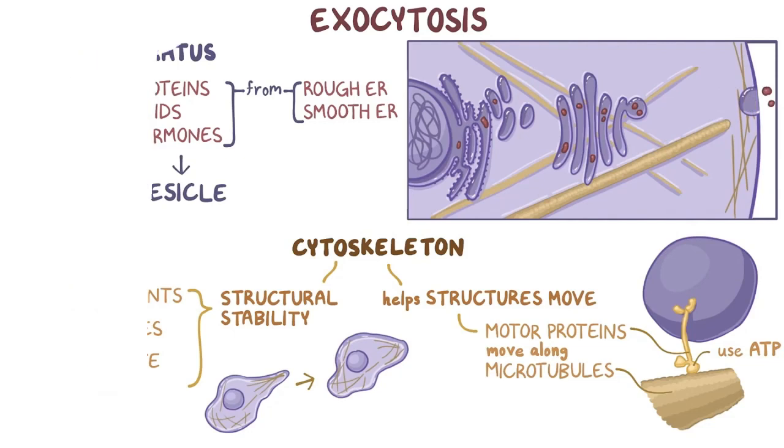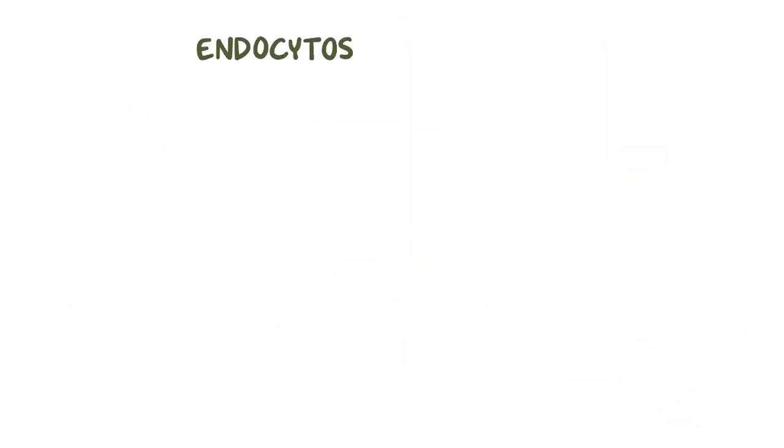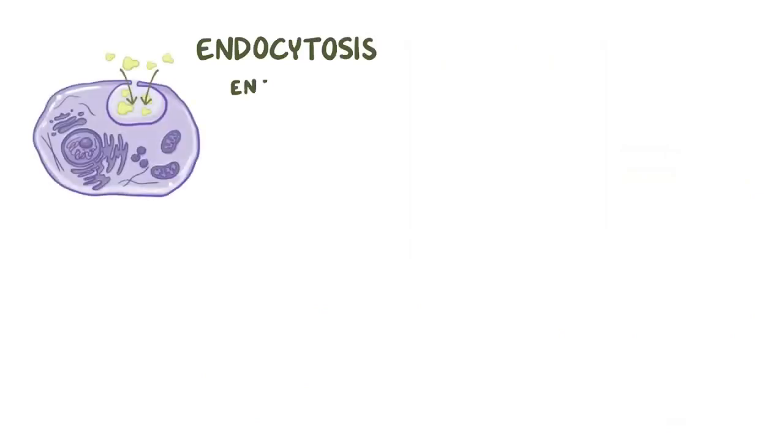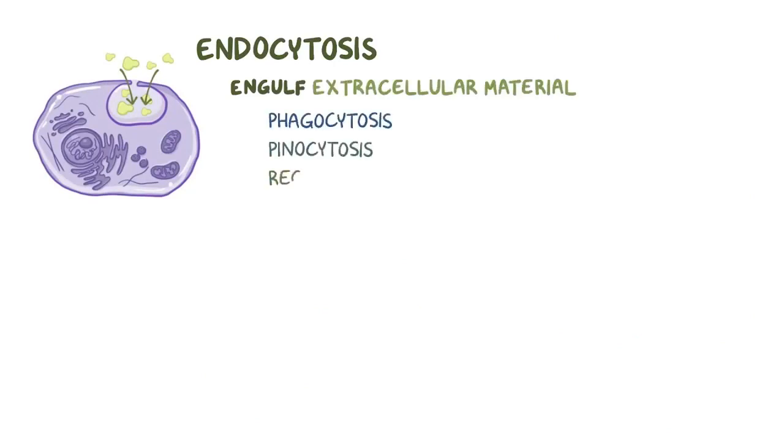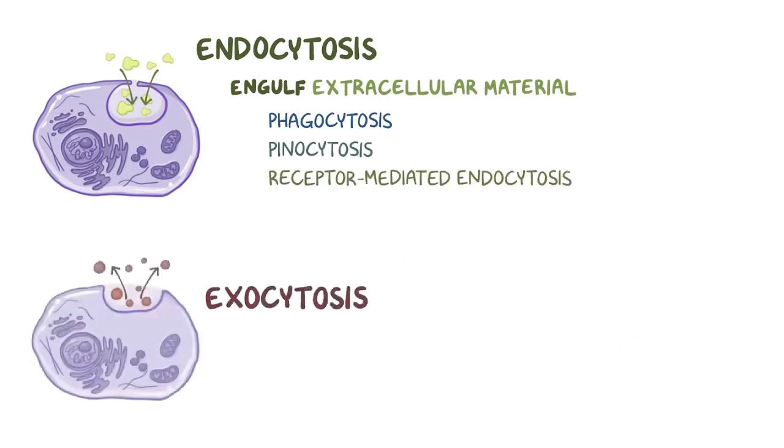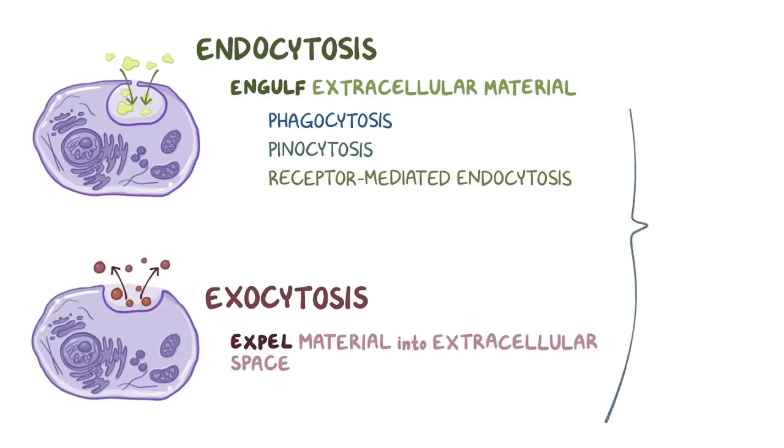Alright, as a quick recap. Endocytosis refers to the process in which cells engulf extracellular material, and there are different forms of endocytosis like phagocytosis, pinocytosis, and receptor-mediated endocytosis. Exocytosis refers to the process in which cells expel material into the extracellular space. Both endocytosis and exocytosis require ATP in order to happen.